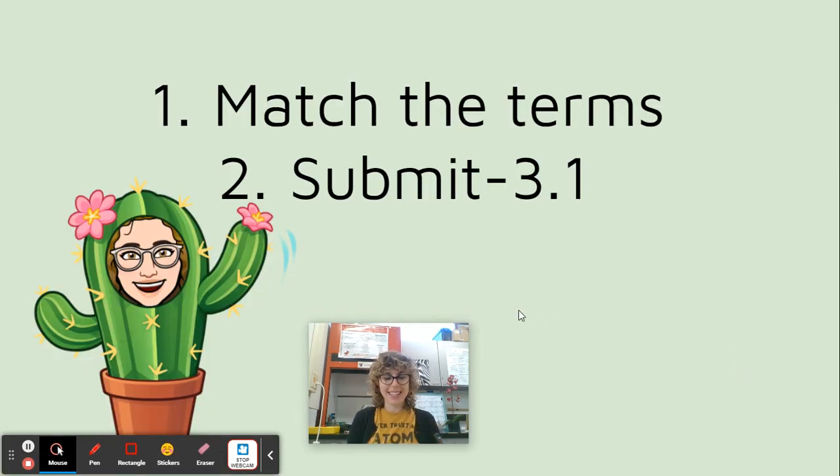So your very last task is to match the terms at the bottom of your CAMI document and submit it, and you're ready to go. Good job.